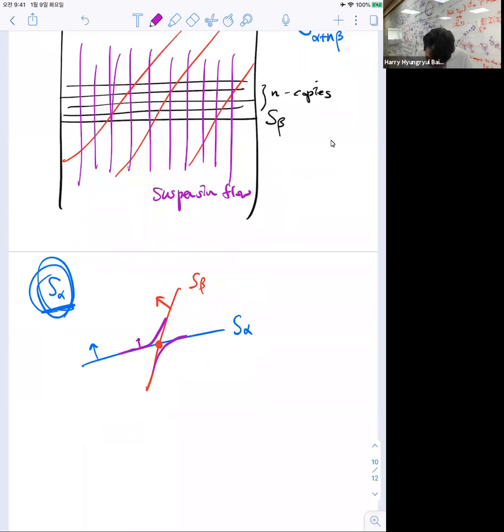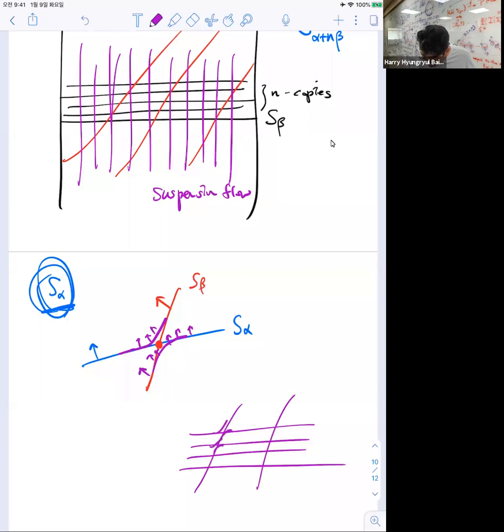The resulting surface still has a well-defined orientation, but now one end of S alpha is connected to one end of S beta, and the other end of S alpha is connected to the other end of S beta. So if you have S betas and S alphas and you do the surgery at every intersection curve, you get a surface, which we call S alpha plus n beta, corresponding to the class alpha plus n beta. And this is now a new surface, which is transverse to the suspension flow.